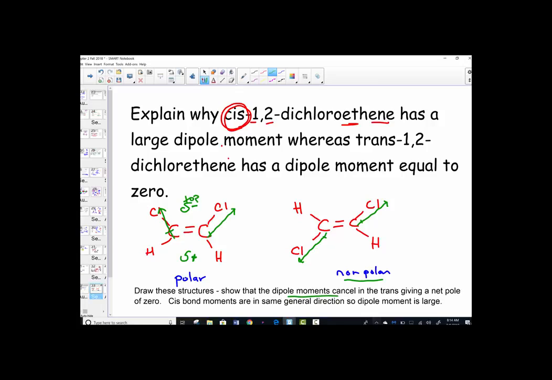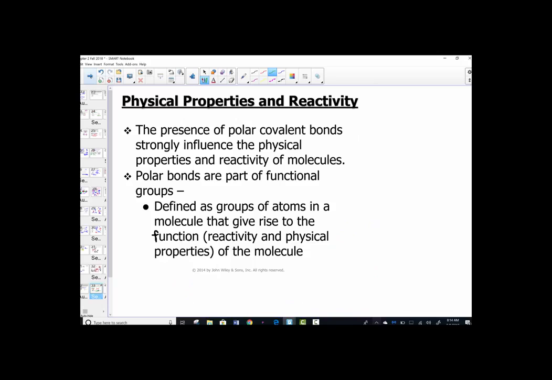The dipole moments cancel one another in the trans, giving a net dipole of 0. In the cis, they are in the same direction, so the dipole moment is quite large. So the stereochemistry, the way that the atoms arrange themselves in the molecules, really does matter, especially with cis-trans on the double bond. So think about physical properties and reactivity. The presence of a polar bond strongly influences physical properties and the reactivity of molecules.